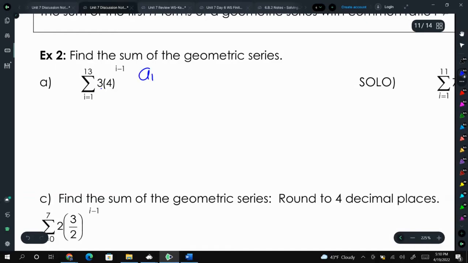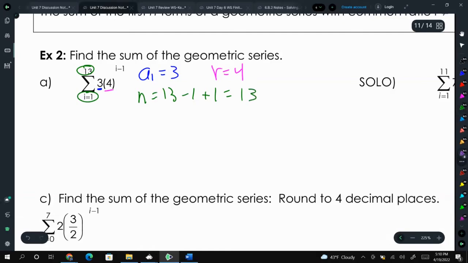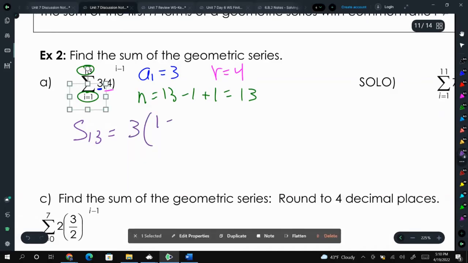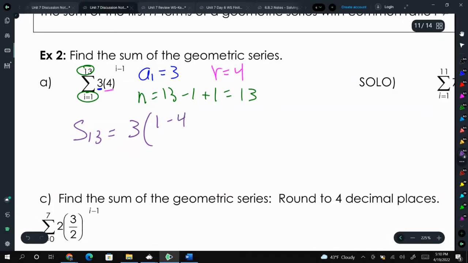All right, so a sub 1, that's 3. Your r value is 4. And then your n value is going to be 13 minus 1 plus 1, which is 13. Then S of 13 is going to be a sub 1, which is 3, and then parentheses 1 minus r, which is 4, raised to the nth power, which is 13, divided by 1 minus 4. And I'm going to type that in the calculator.